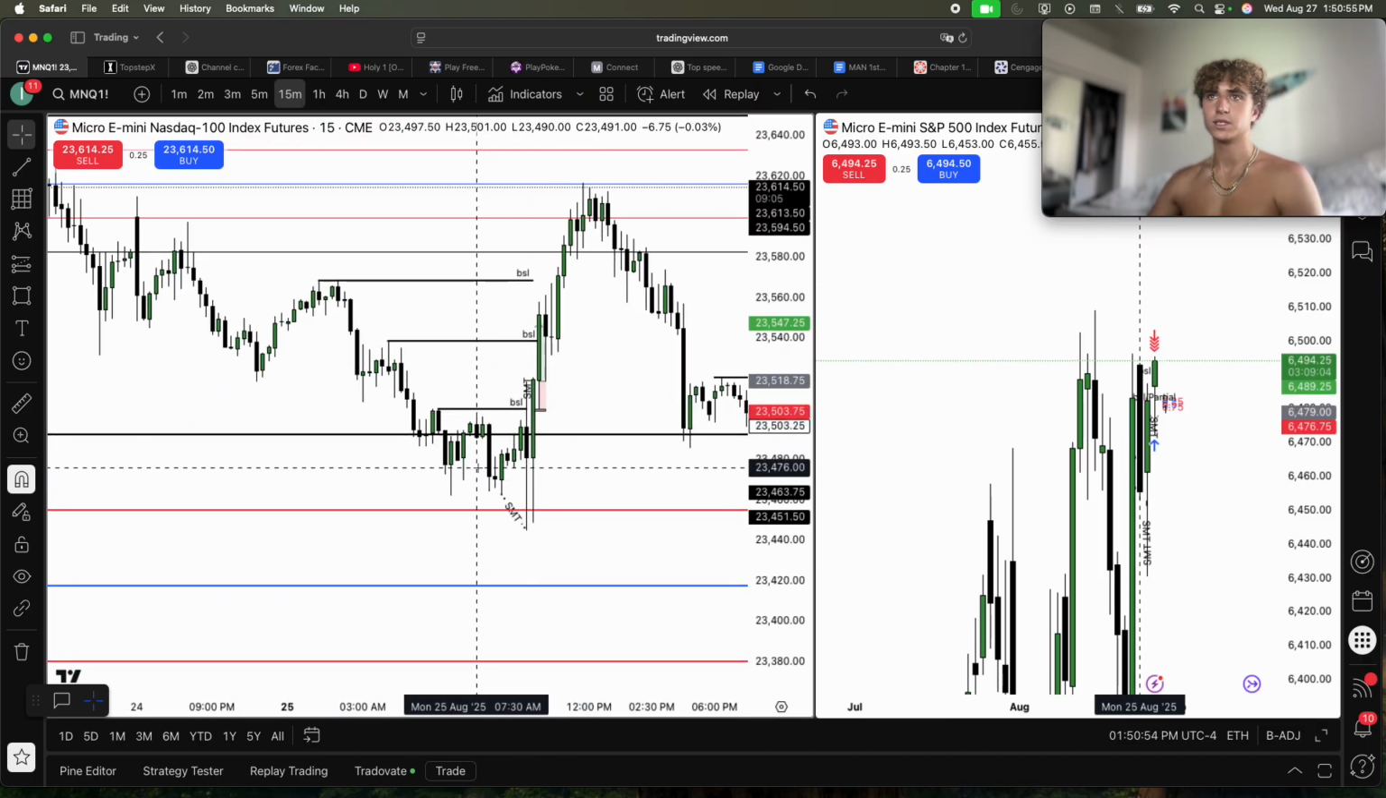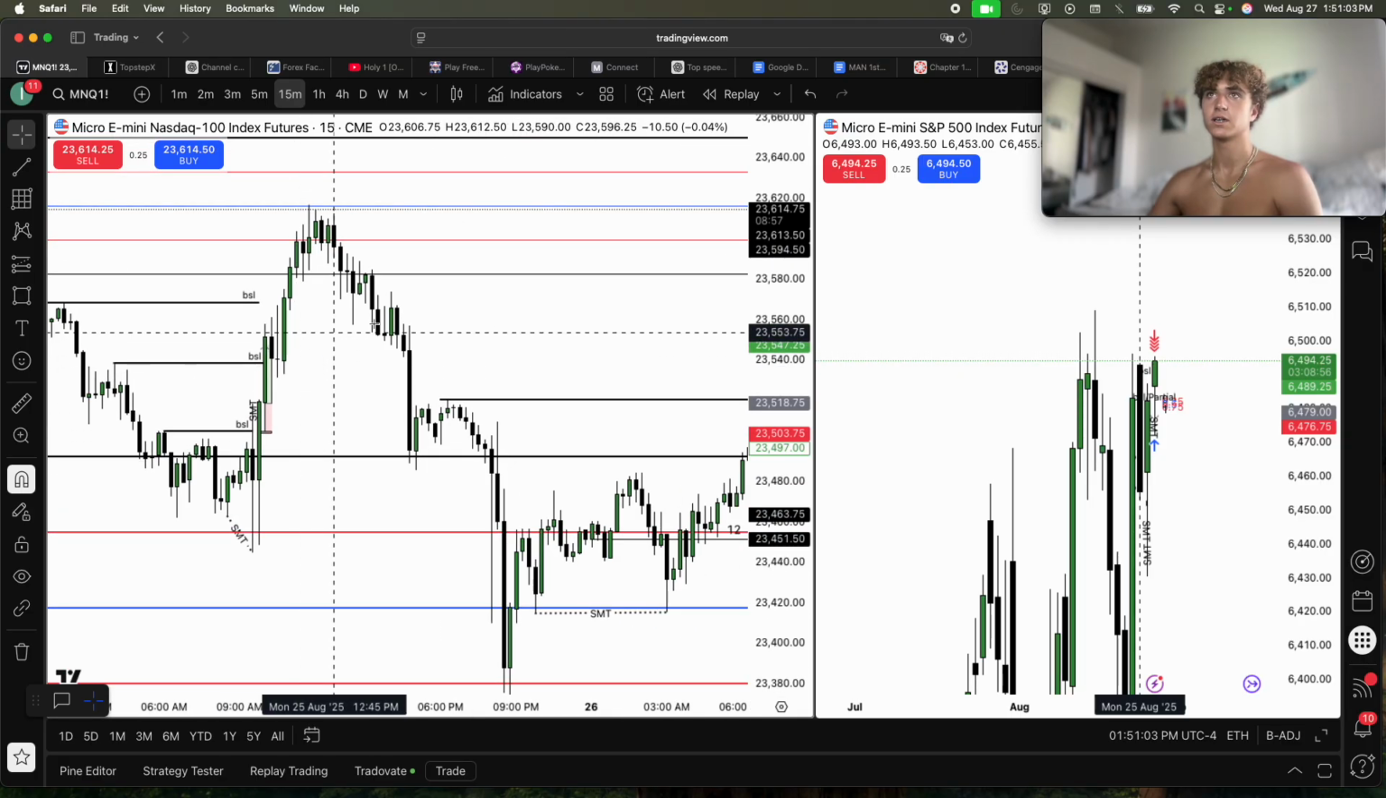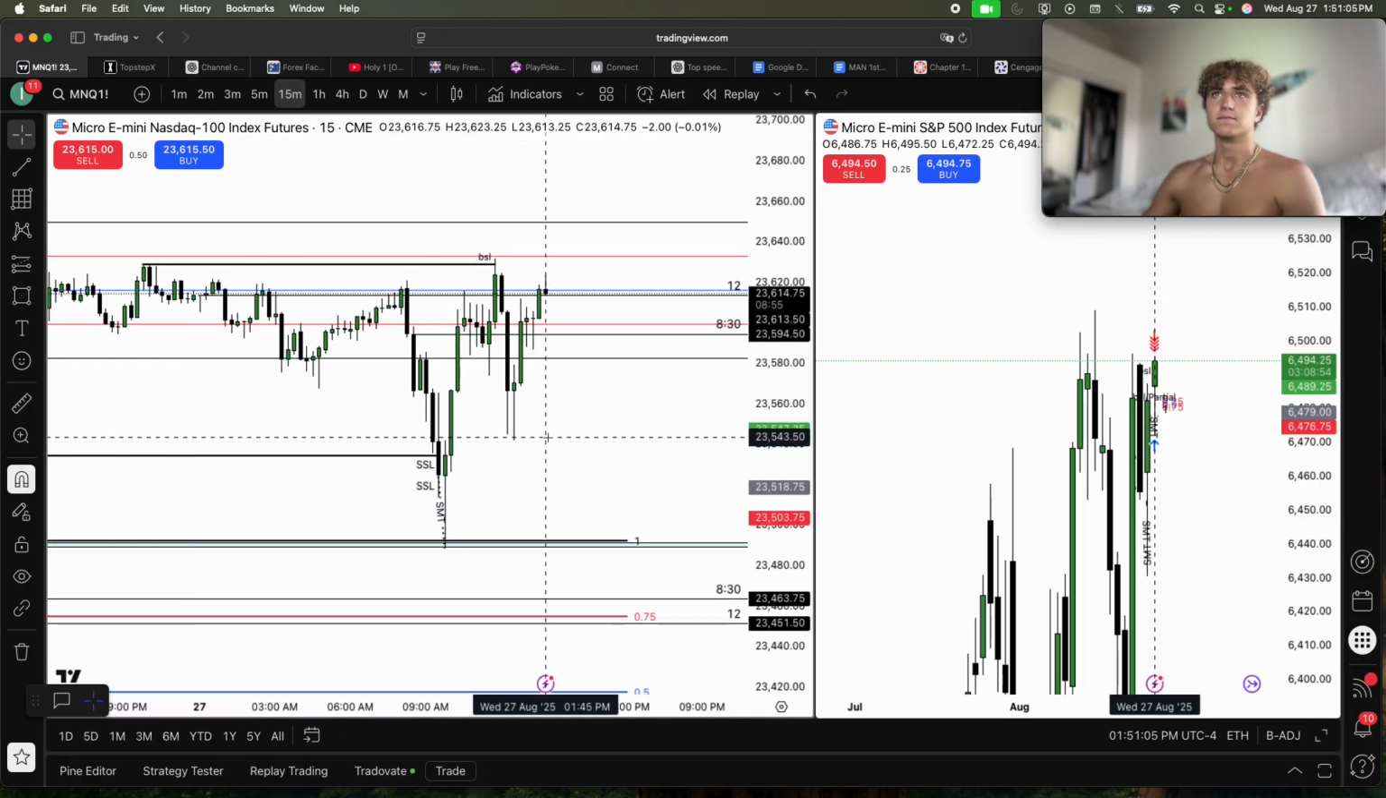There is no order block, but it's there on a different time frame. So right here's our order block. Come up, sweep the low, tap in this order block, go higher. It's kind of crazy.